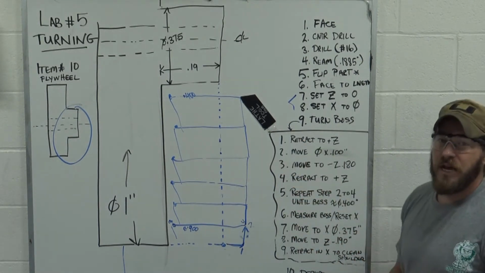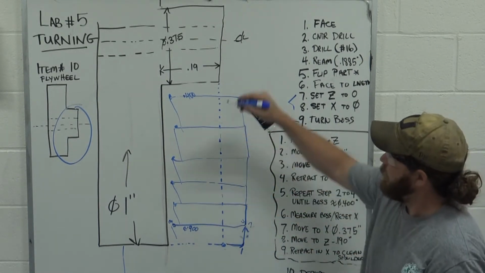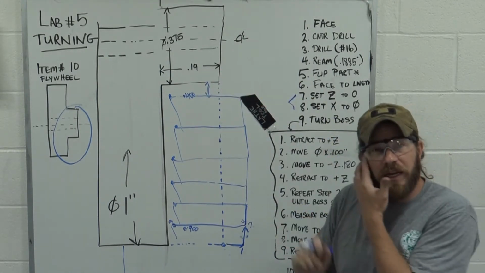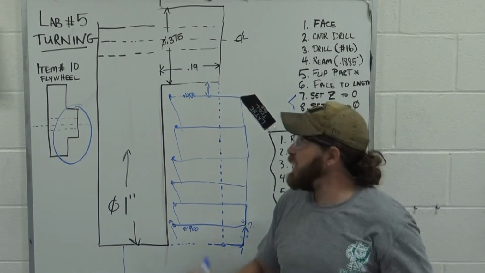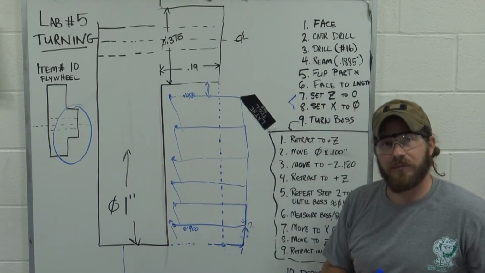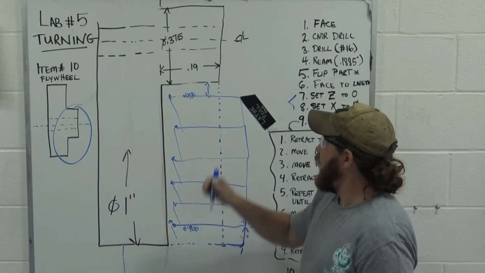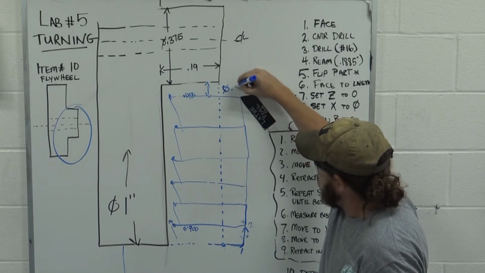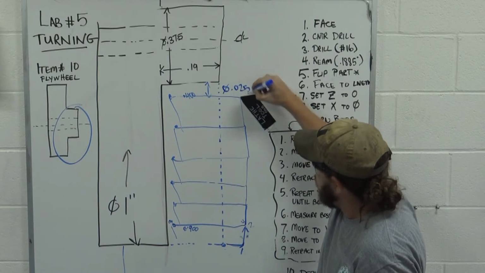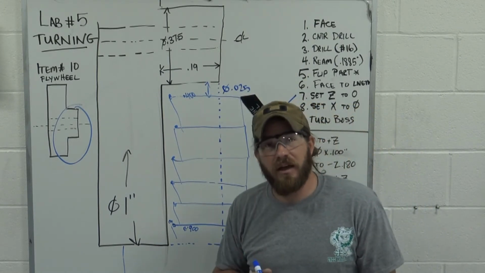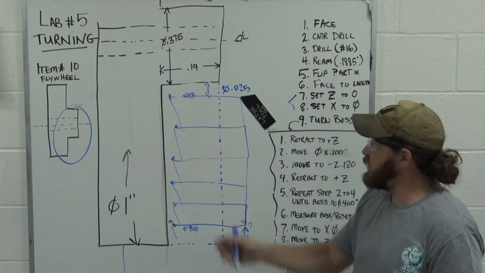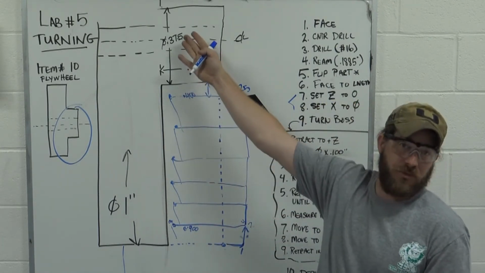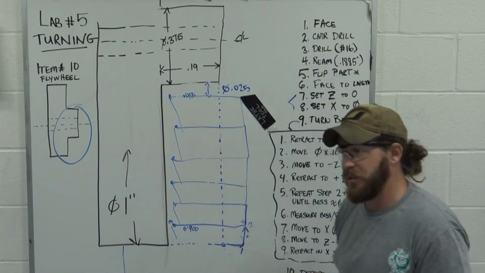If I measured right at 400, how much more do I need to go in now to get to the 375? I should have to just turn my dial, since it reads in diameters, just another 25 thousandths, right? Because 400 minus 375 is 25 thousandths, all right?